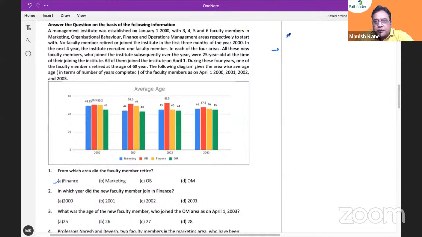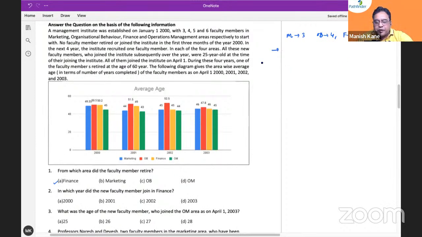Now look, here there are 4 departments. In marketing there are 3 people. Okay. In OB we have 4 people. Then in finance we have 5 people. And in operations management there are 6 people.